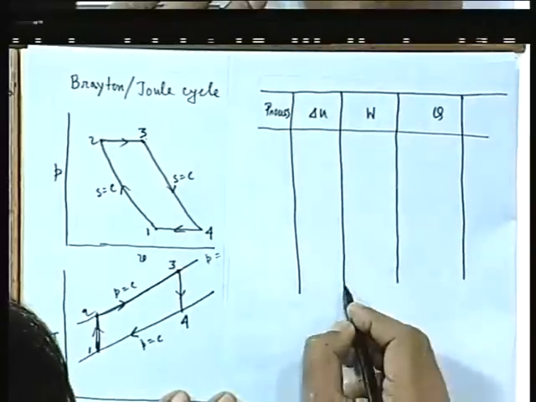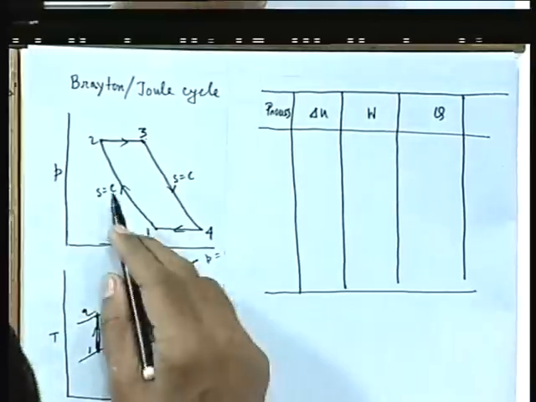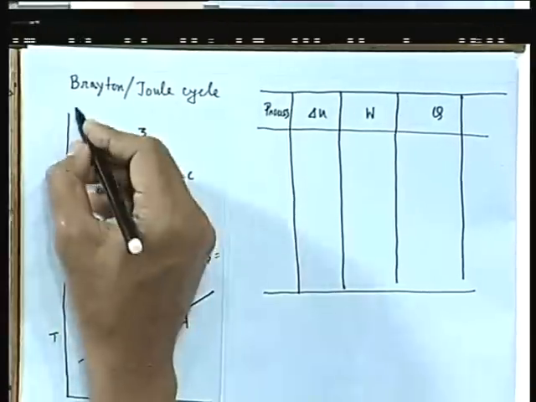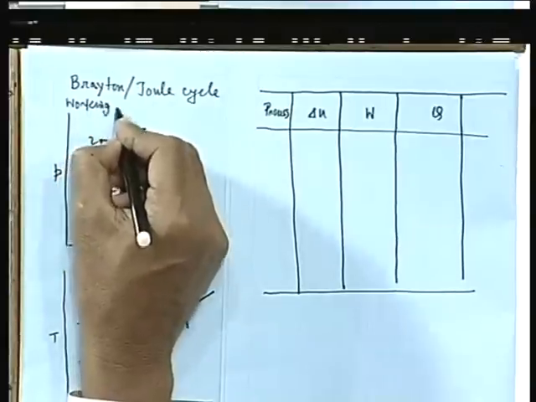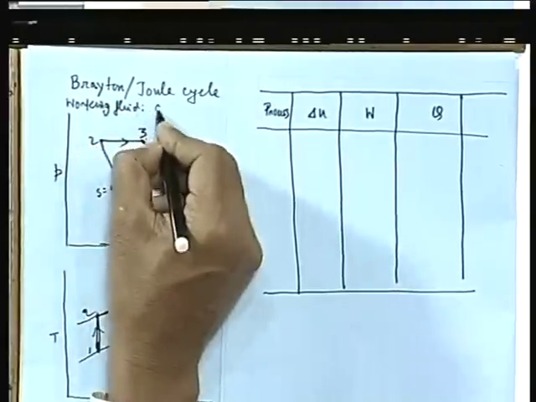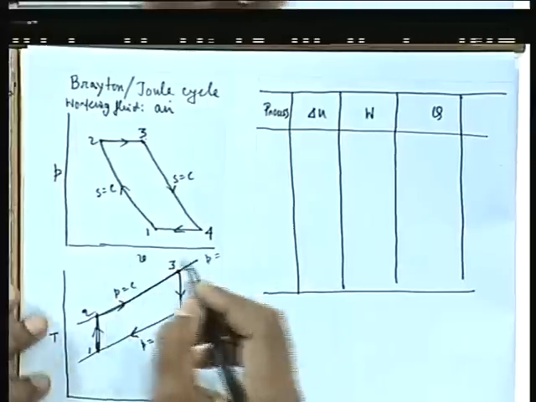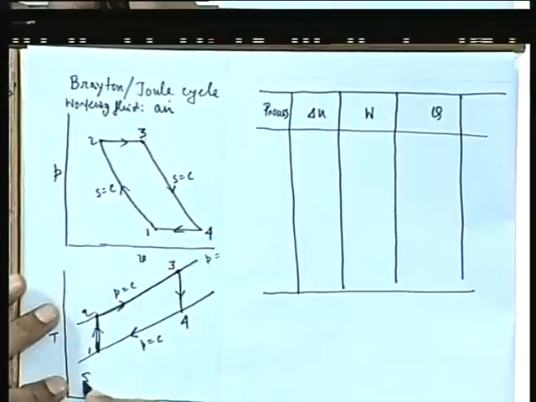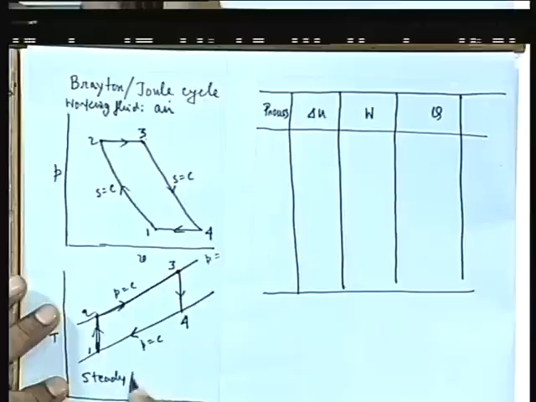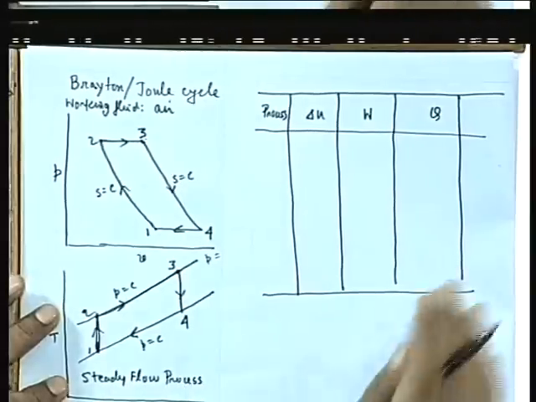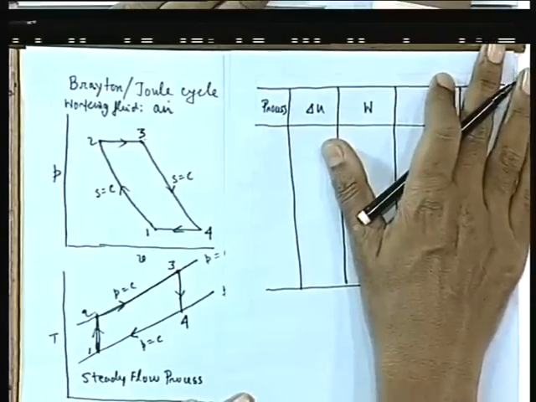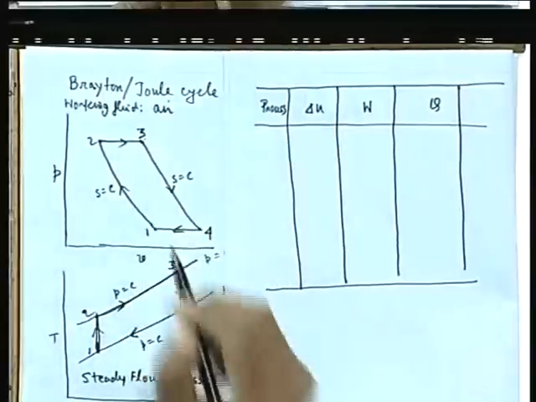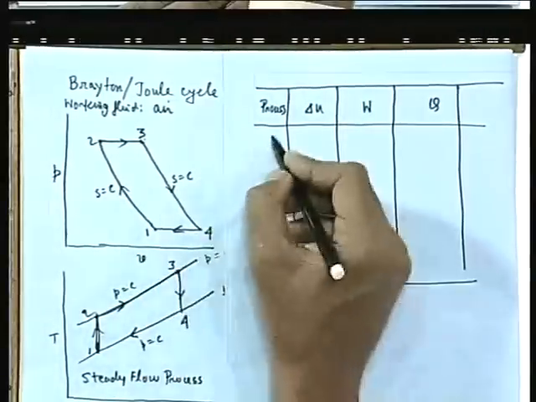And here one thing we must always remember, that this is a steady flow process. The working fluid is air, so here I must write working fluid is air, and the process is a steady flow process. So this has to be remembered. The first law equation, dq is du plus pdv or du plus dw, will not be used in that sense, because it is a steady flow process, an open system process. So let us first see process wise.